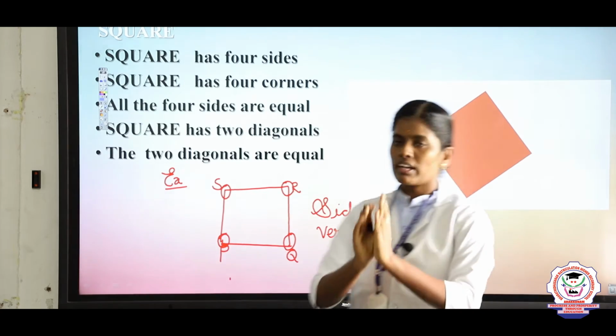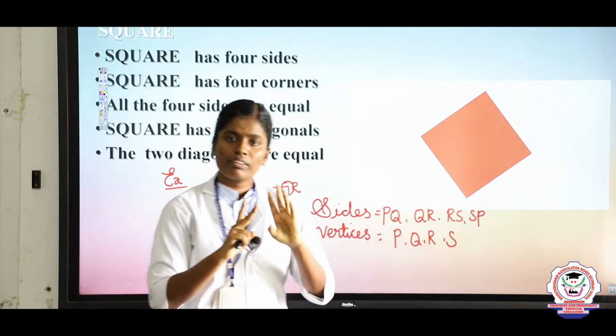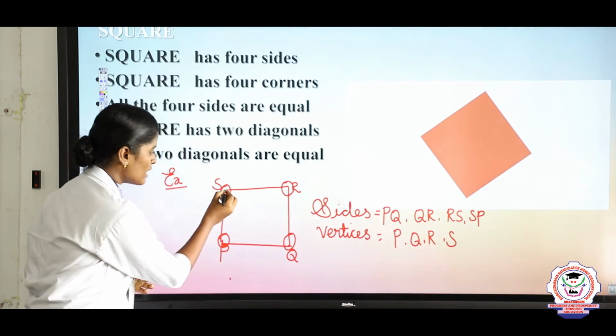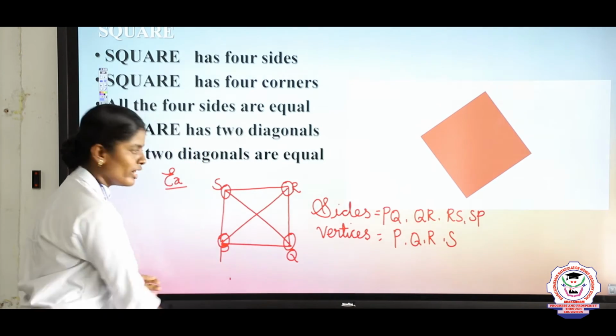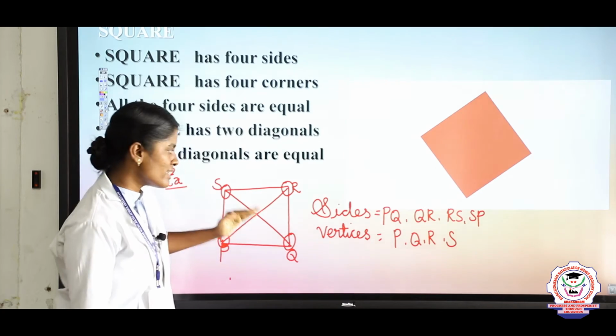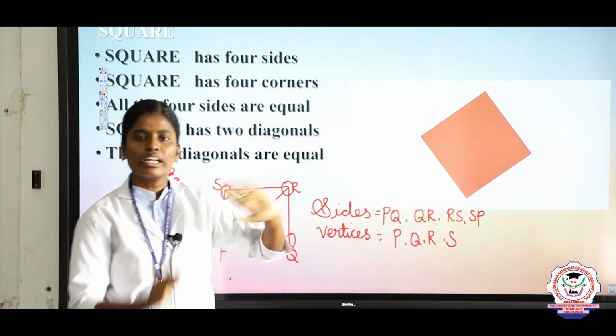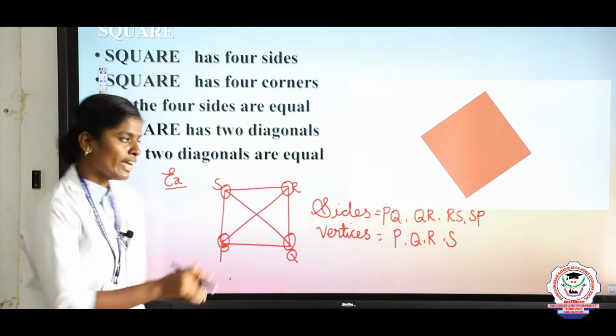And then in this square we have two diagonals. How many diagonals? Two diagonals, that is SQ and RP. These two diagonals are equal.